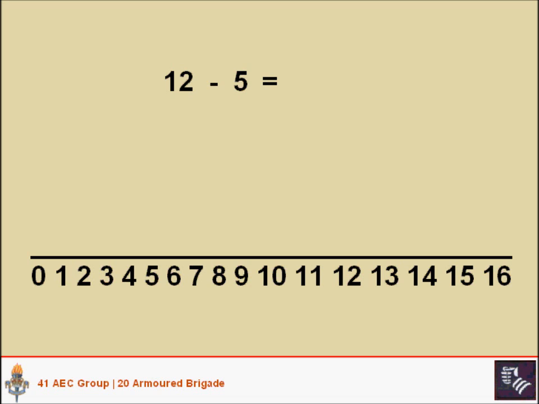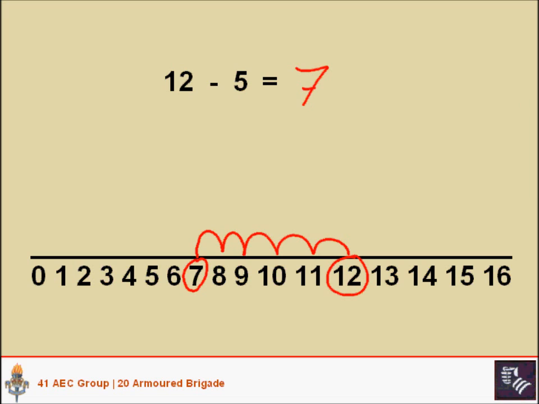We need to make sure that when we draw our number line, we have enough numbers to count on, so always put in a few extra. To use the number line, we find 12 and count back 5 spaces. From 12, 1, 2, 3, 4, 5. Therefore, my answer is 7.